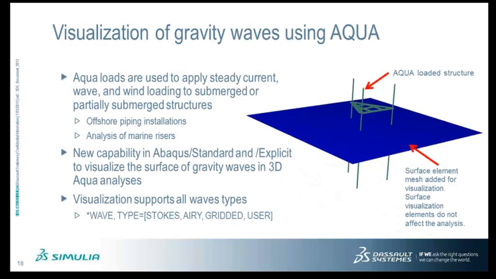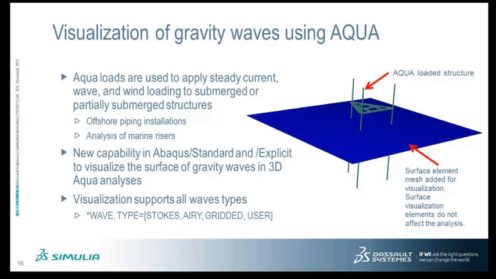Okay, now we're going to move on to visualization of gravity waves using AQUA. AQUA is a specialized loading capability which is designed to help you model loads typically encountered by submerged or partially submerged structures. It's used heavily in the offshore industry. And one of the loads that we have for AQUA is gravity wave loading. So as a structure sits in the water and the waves go by, this tends to push the structure back and forth.